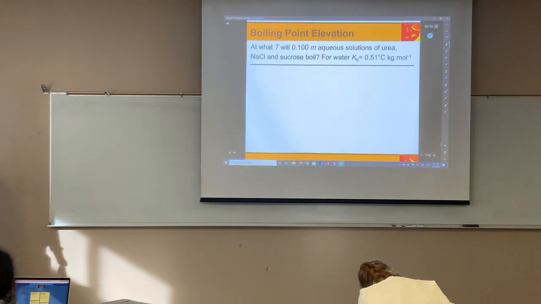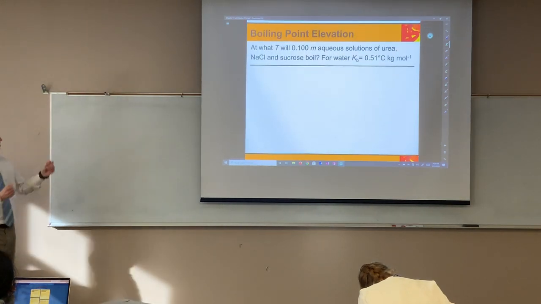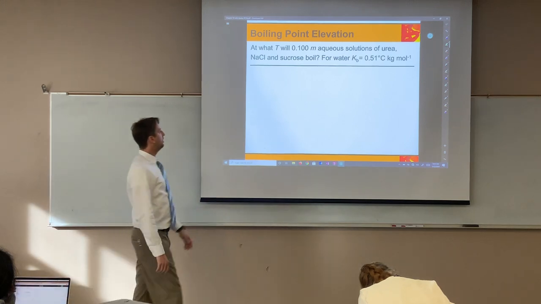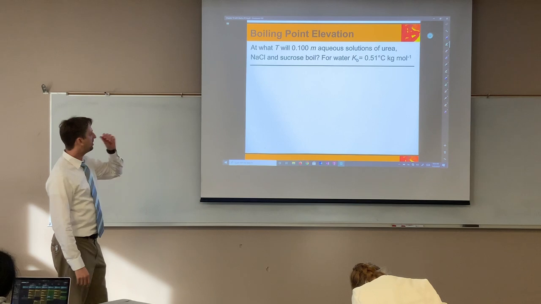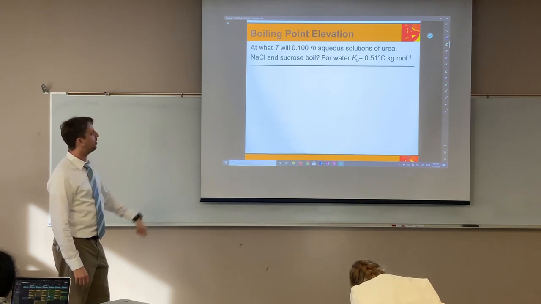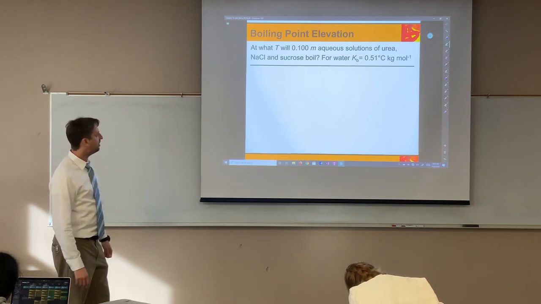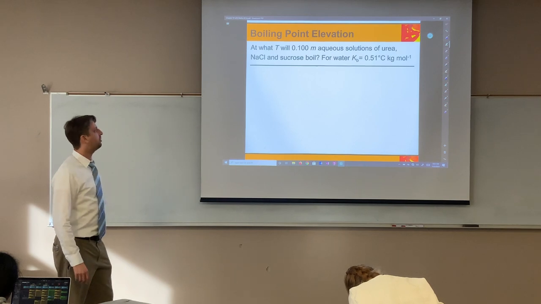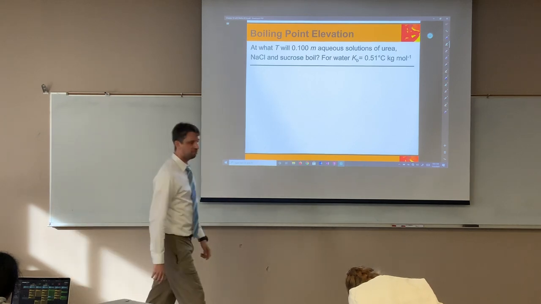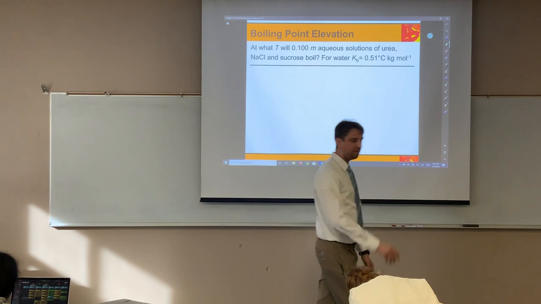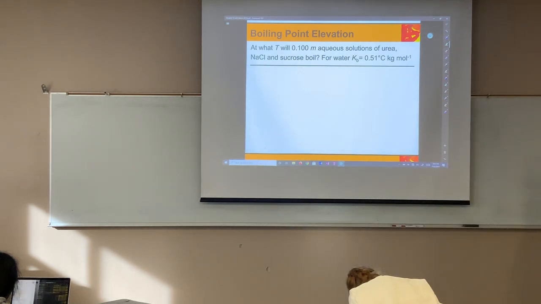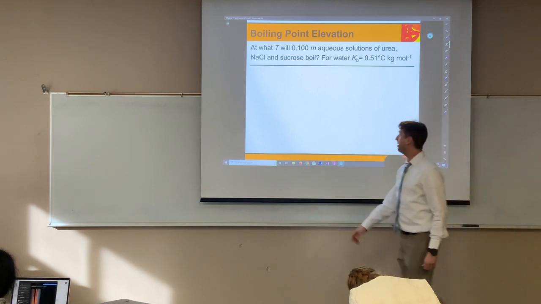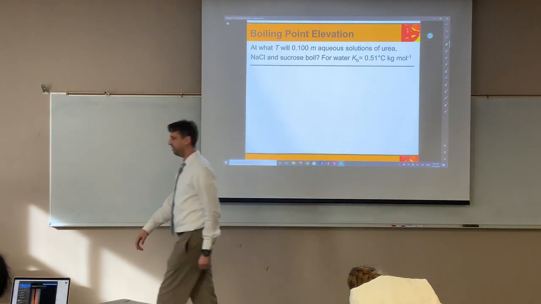All right? Cool. So here we go again. Now I make it a little bit easier for you guys, right? I said, what temperature will a 0.1 molal aqueous solution of urea versus a 0.1 molal aqueous solution of sodium chloride and sucrose boil? So we have three different things, all at the same molality. I'm asking us to calculate the delta, or the temperature for where they boil.